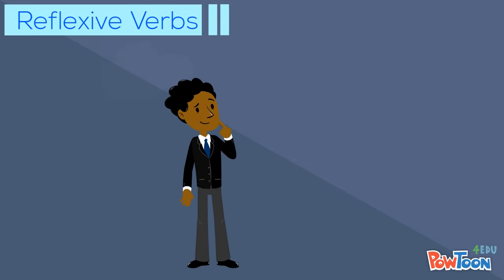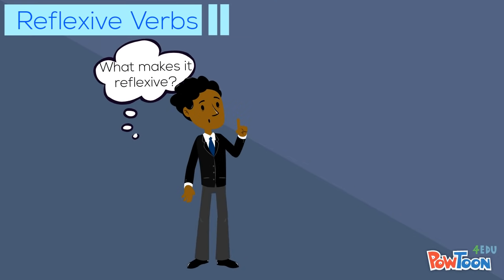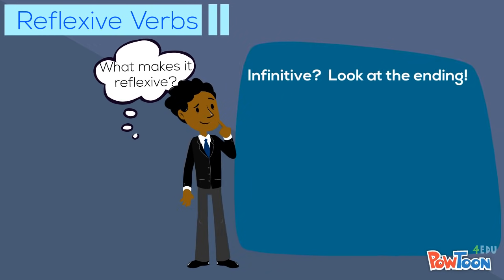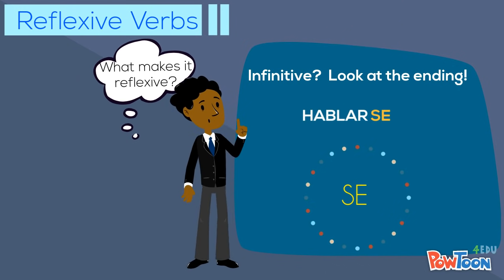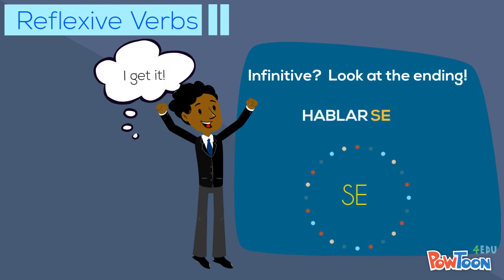How do we know that a verb is reflexive? There's a couple of ways. If the verb is in the infinitive, which hasn't been conjugated yet, you'll see a se on the end of it. Hablar is not a reflexive verb, but hablarse is because of the se.